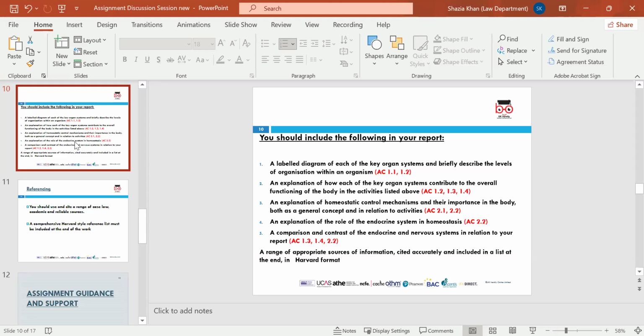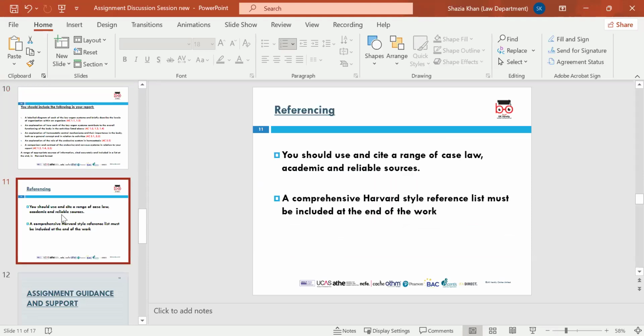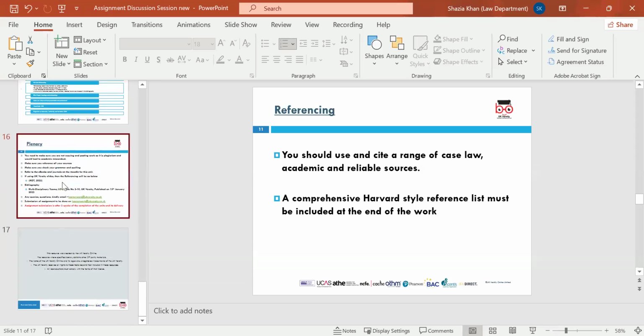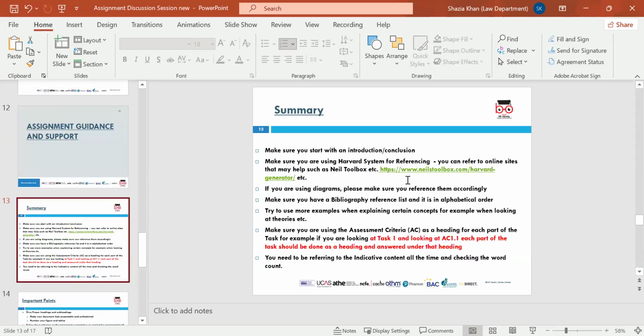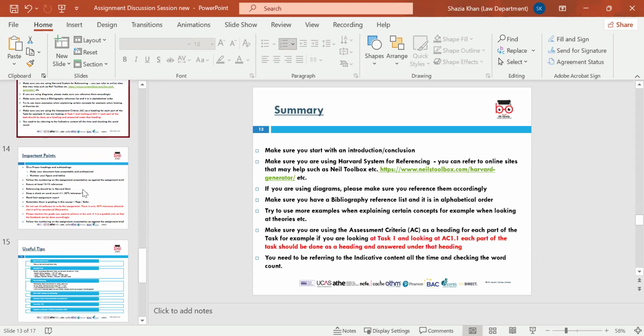But you could look at the endocrine system and the nervous system separately, and then do a comparison and contrast. Do you understand? Yes. Just do it like that, and make sure you're referencing your work when you're using your diagrams and other material as well. And make sure it's all in alphabetical order. I have put the link for referencing there, Neil's toolbox, which will help you reference everything. Any questions, Faustina, before we finish the session off?